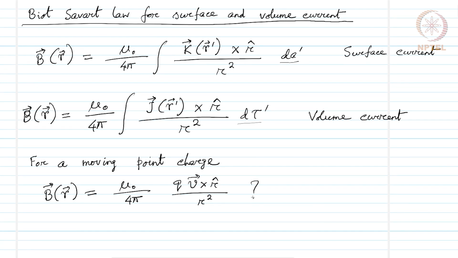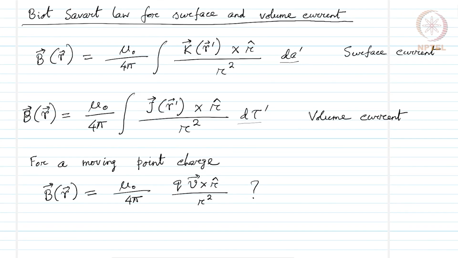If you think carefully, if there is a point charge of magnitude q and that moves with a velocity v, it does not give rise to a steady current. And since it does not give rise to a steady current, we cannot apply Biot Savart law for finding out the magnetic field for that kind of a situation, because Biot Savart law is strictly applicable for steady currents. So, this does not work. This is wrong.